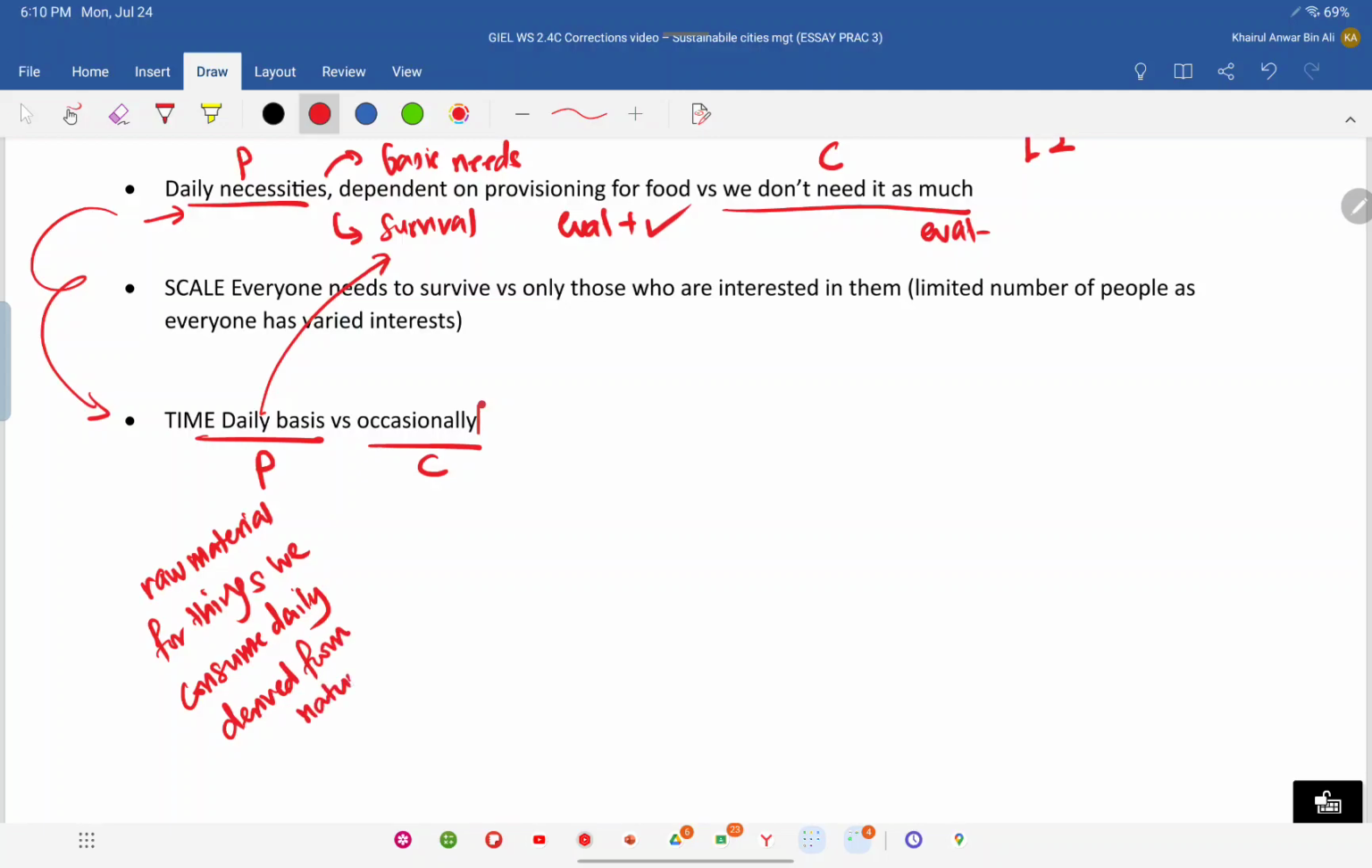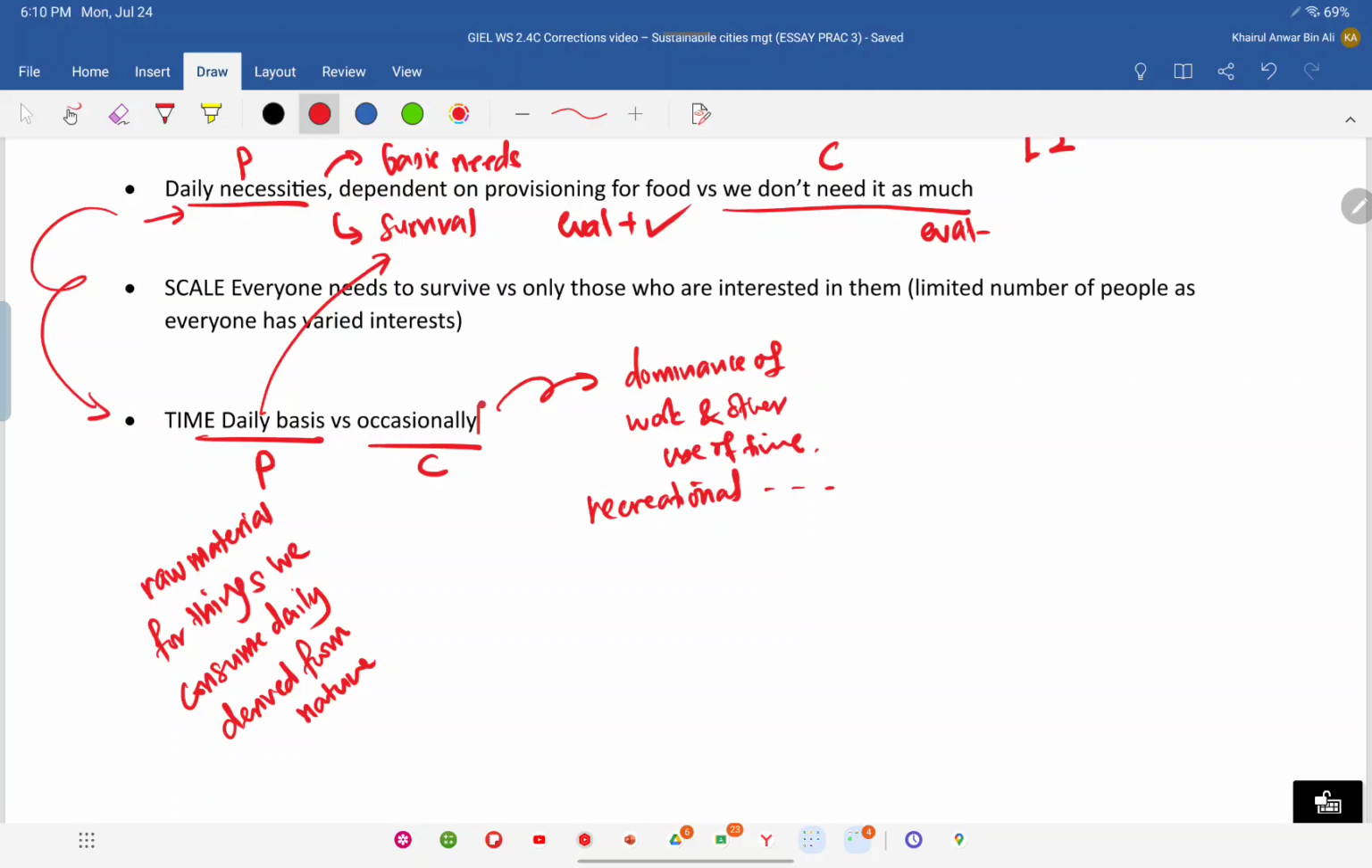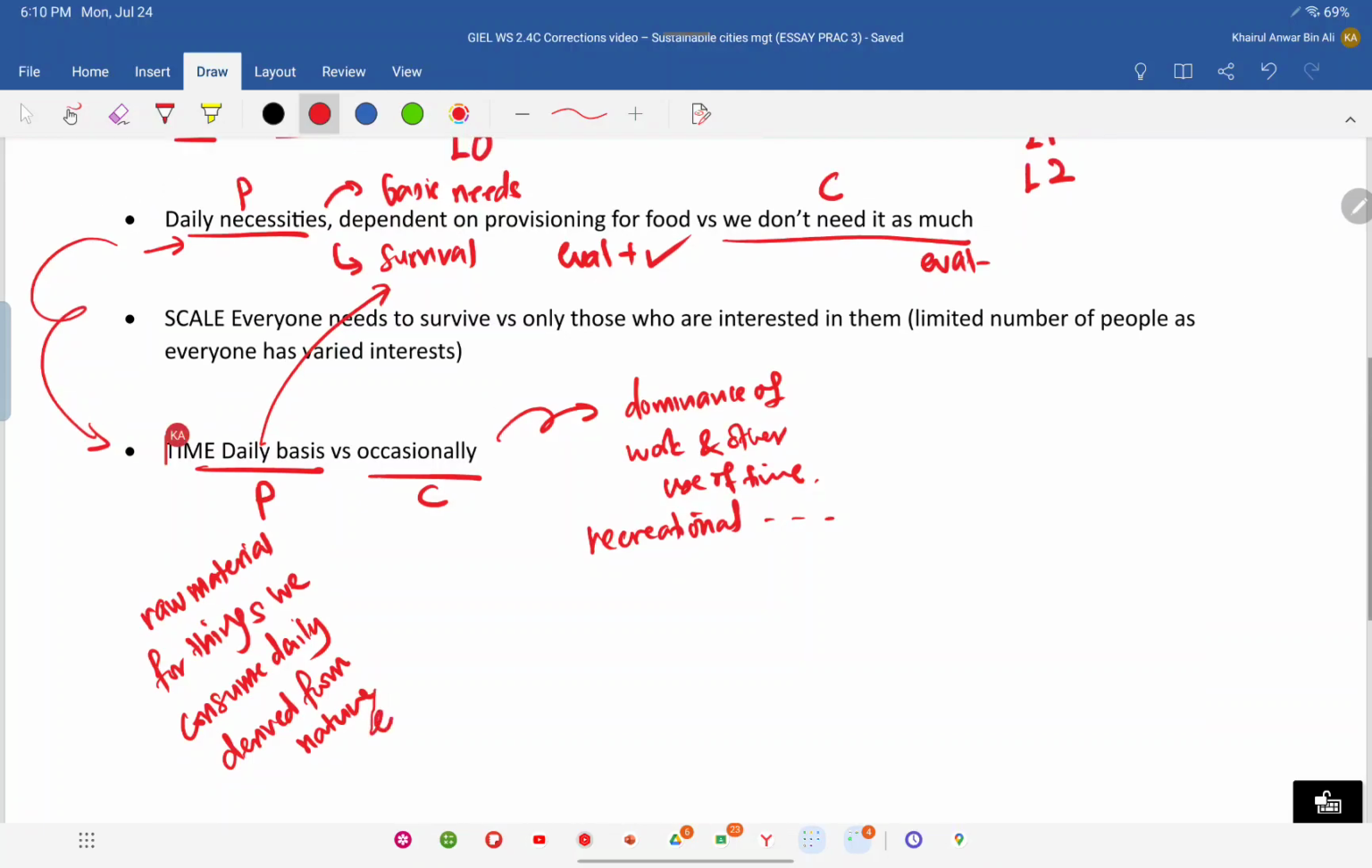Okay, as opposed to cultural services, where there is the dominance of work and other use of our time. So recreational activity is not the main use of our time. Therefore, we don't use cultural service as regularly. Right? So this is what is meant by eval plus with a tick and eval minus with a tick. So this is the concept of time.